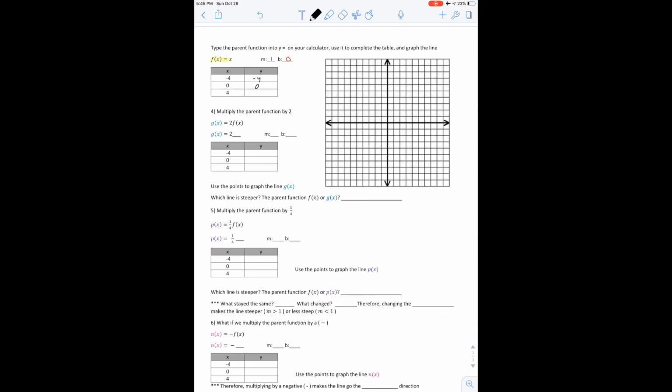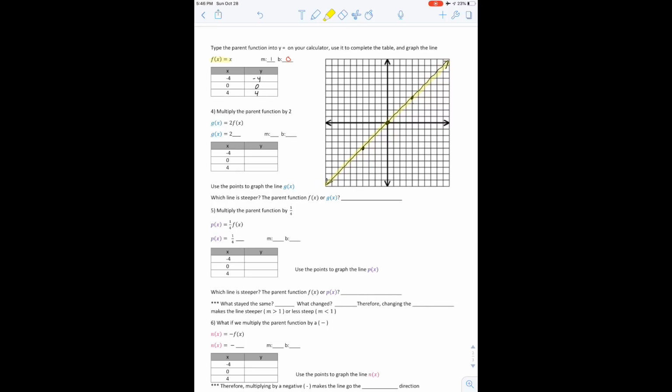-4, -4, 0, 0, 4, 4. There's 0, 0, -4, -4, and 4, 4. Draw my line. And I'm going to highlight that in yellow. All right, so there's my parent function.